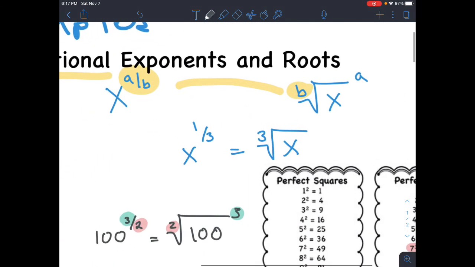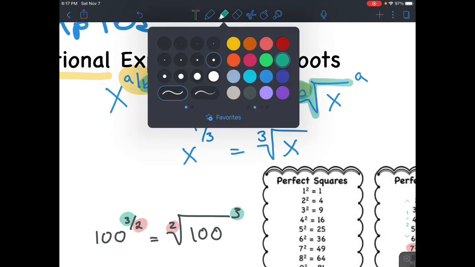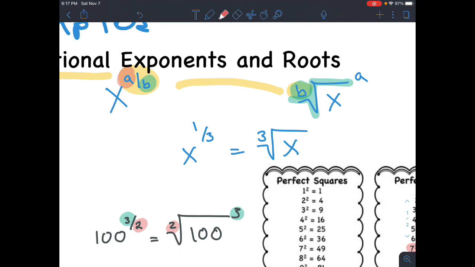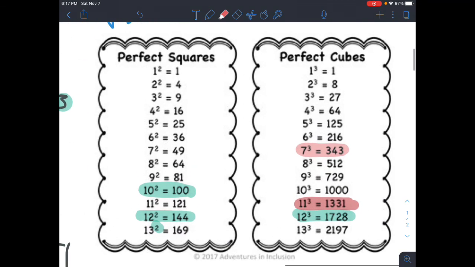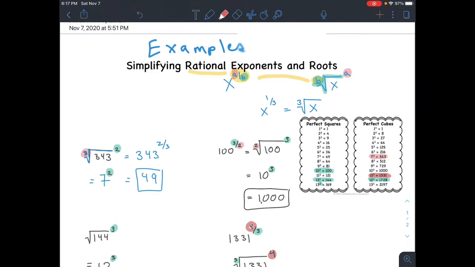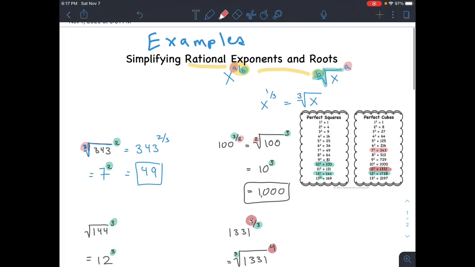The moral of the story is your denominator in your fraction will tell you what type of root you are taking. The numerator will then tell you to what exponent you need to raise it to later. It's super, super helpful to have your cheat sheet of perfect squares and perfect cubes handy when you take these quizzes and do these problems.